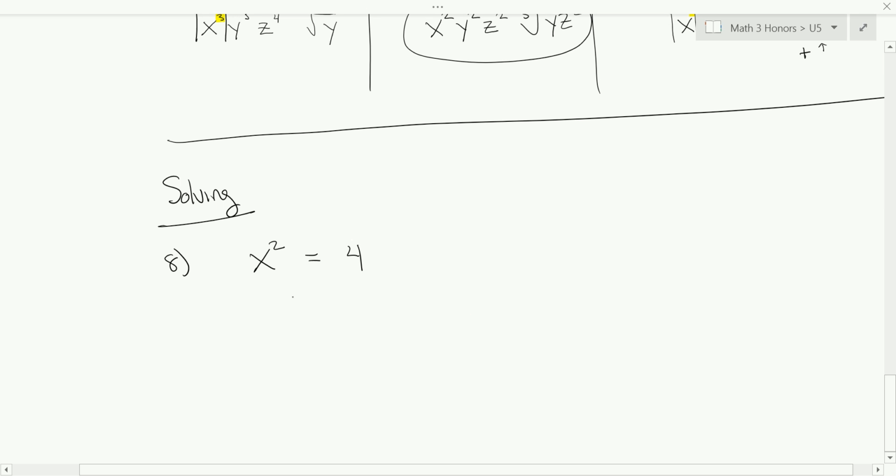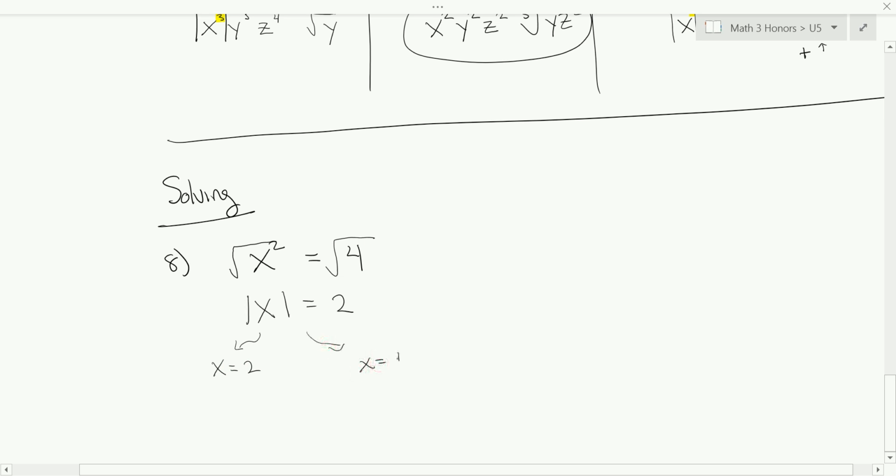Some of you originally said plus or minus, and that plus or minus comes out when you're solving. And here's why. You end up taking the square root of both sides. And what's the square root of x squared? Absolute value of x equals 2. And when we're solving this, this is where we say, well, x could be positive 2 or x could be negative 2.